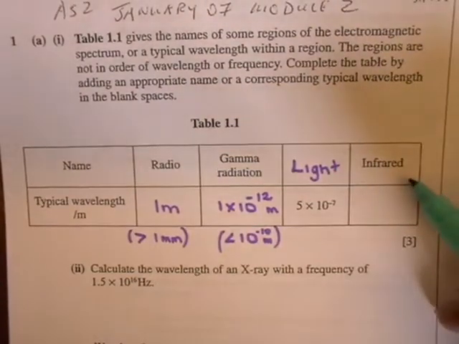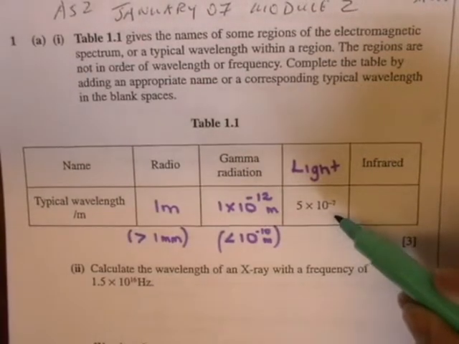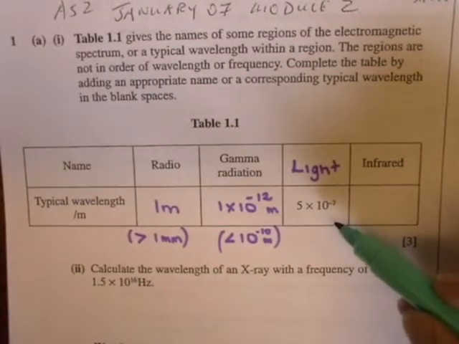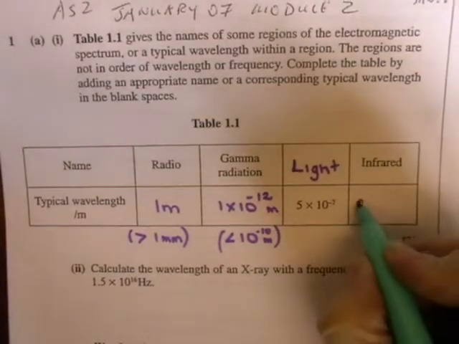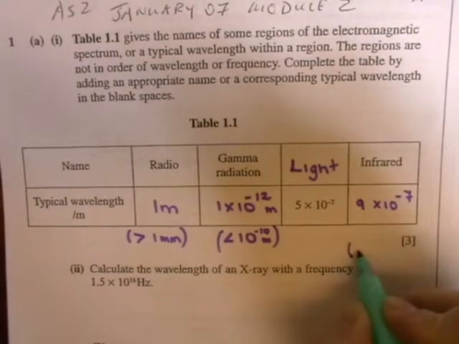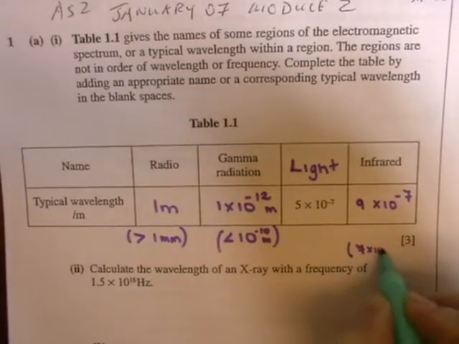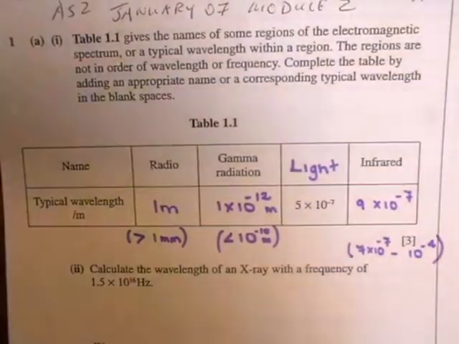And then infrared is a wavelength just greater than red light. And red light has a wavelength of 700 nanometers, so anything greater than 700 nanometers, and I wouldn't go too much further than that, maybe say 900 nanometers, or 9 by 10 to the minus 7. In the mark scheme, they allow you 7 by 10 to the minus 7, which is your 700 nanometers, up to 10 to the minus 4 meters.